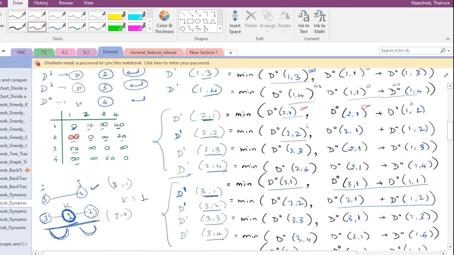2 to 2 is 0. 2 to 1 is infinity. Plus infinity plus, it doesn't matter. It will be infinity only. So whichever is minimum. So it is 0 or infinity. So it is 0. Right?